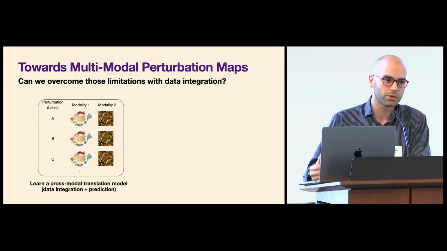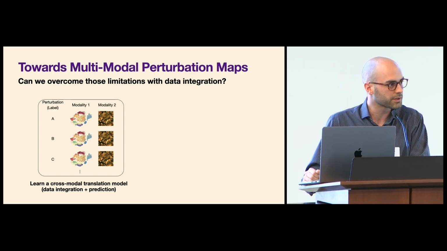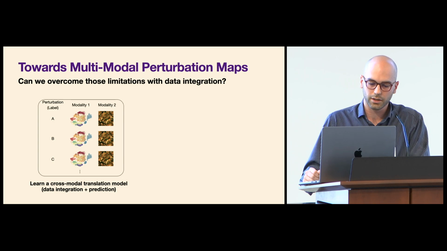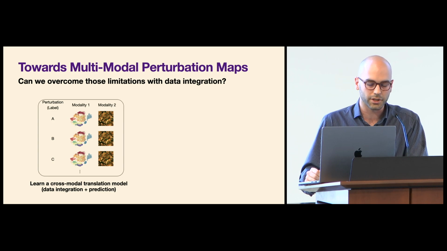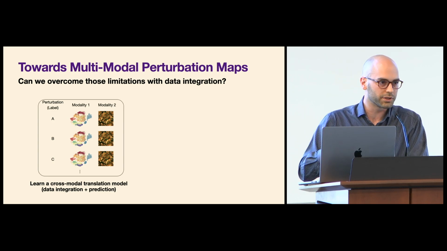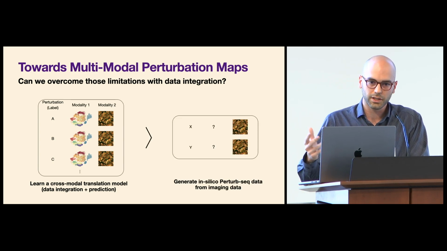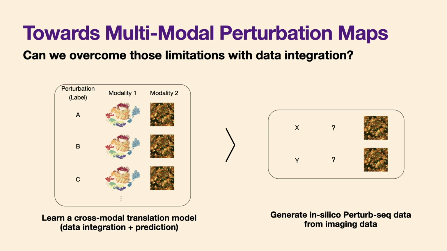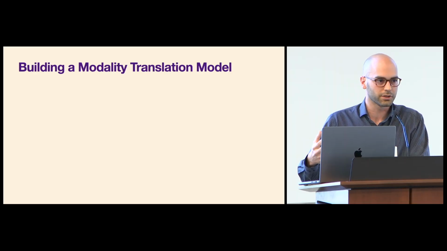So as a mental thought, I guess, that would work as follows. For many perturbations, we can profile single-cell RNA sequencing as well as imaging. We learn a model that will help us translate from one modality to another. So here, for the exercise, I will pick predicting gene expression from imaging. And once we have trained that model on the data that we have, we can basically pick the other perturbations for which we have only one modality and try to predict and fill this in. And we can call that in silico Perturb-seq from the imaging data. So the most important and critical step here is how do we build this modality translation model?